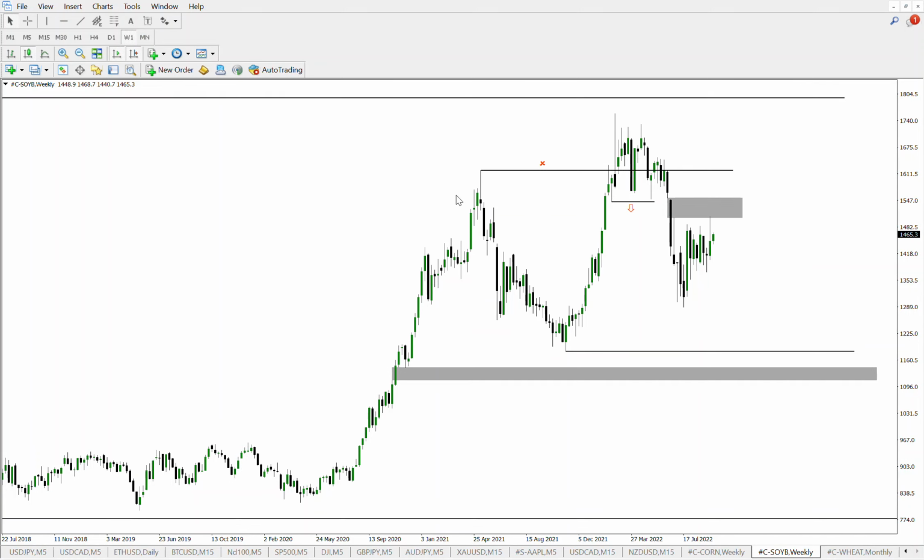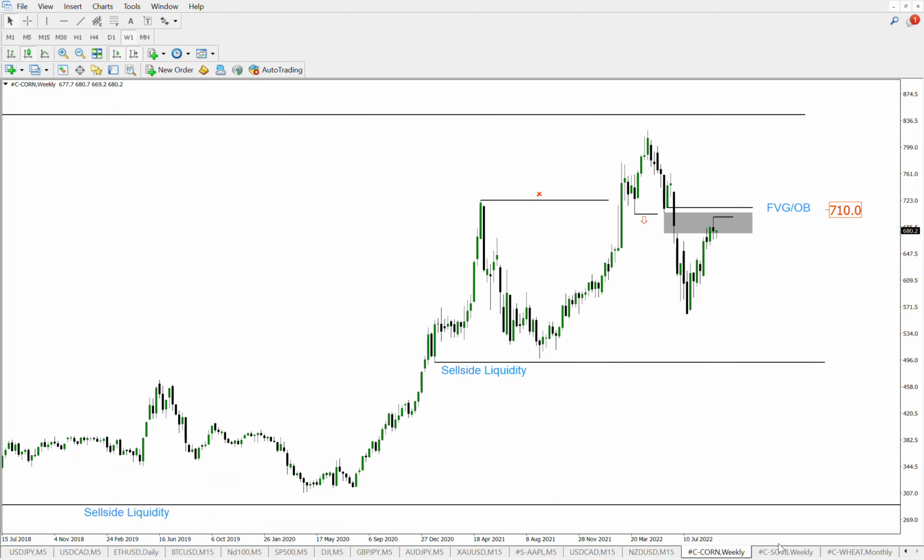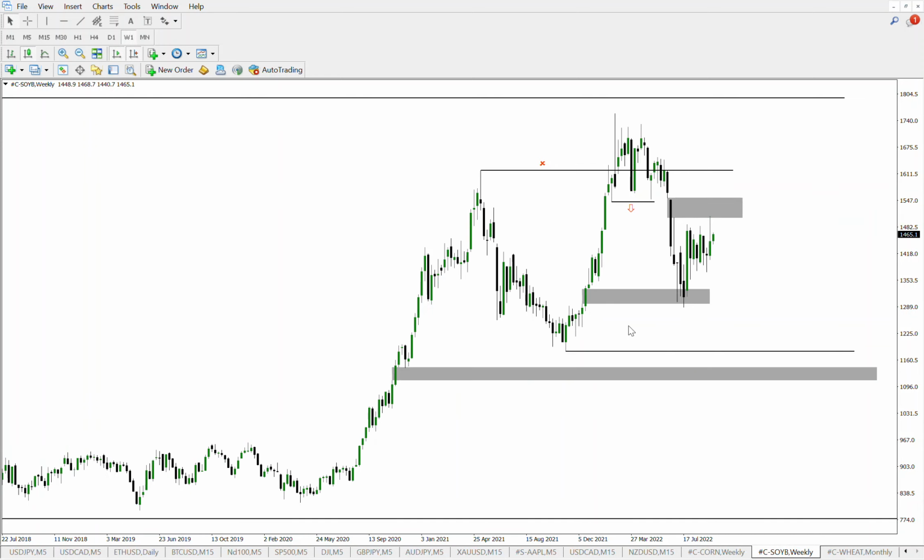Okay, and to be honest with you, you could go either way in this scenario, just because of how close these markets really are. Going back to corn, look at how similar those fractals are. They're very, very similar.